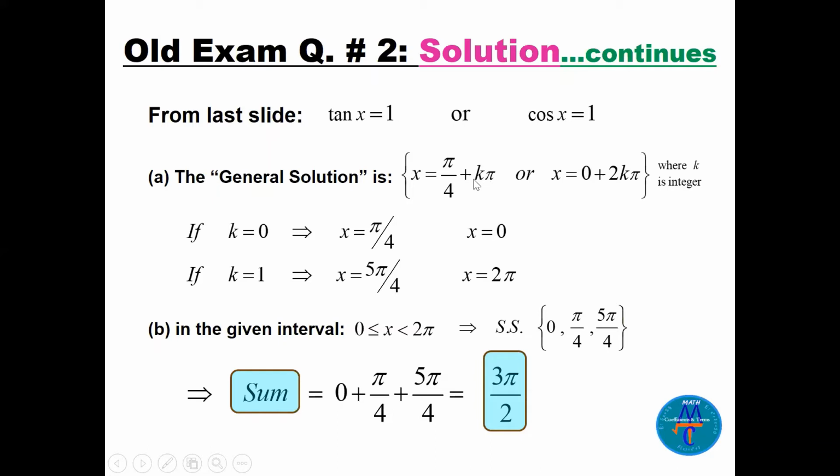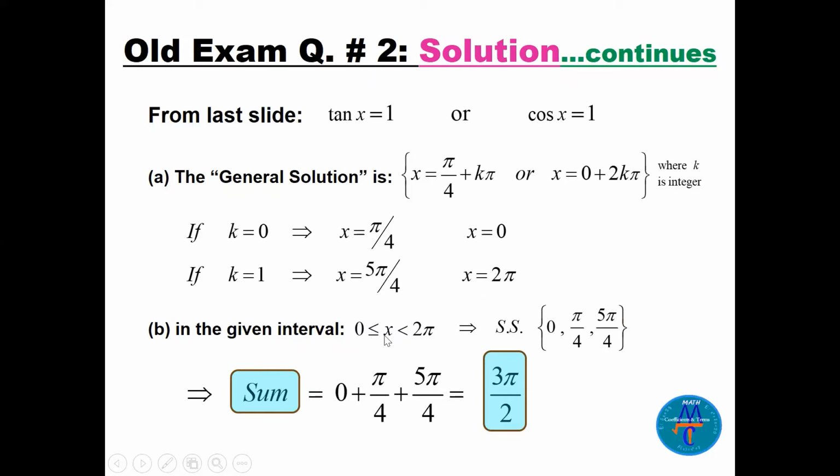Remember, the period for tan and cotan is pi. So we say pi over 4 plus k pi to get the general solution. Or x will be 0. See, the angle here is 0 plus 2k pi, where k is integer. Now, let's find between 0 and 2 pi. If I put k equal to 0, put here 0, so I get pi over 4. Put here 0, I get angle 0. If I say k is equal to 1, I put 1 there, so it will be pi over 4 plus pi, 5 pi over 4. If I put 1 there, it will be 2 pi.